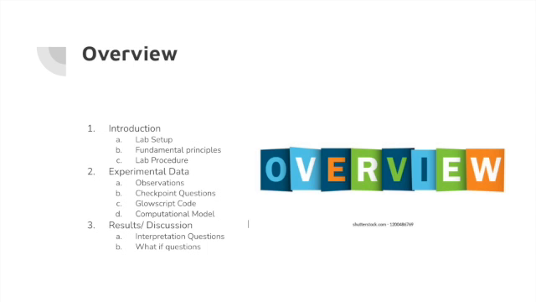Here is the overview for my lab. First, I will give an introduction including the lab setup, fundamental principles, and lab procedure. Next, I will go over my experimental data including observations, checkpoint questions, my GlowScript code, and computational model. Third, I will go over my results by talking about the interpretation, questions, and answering the what-if questions, followed by a conclusion.